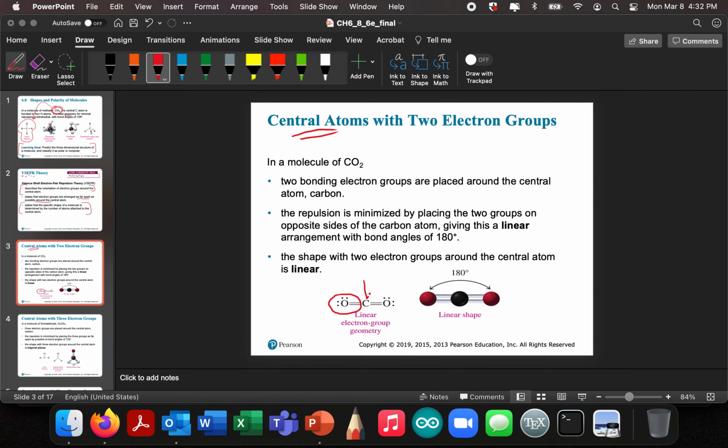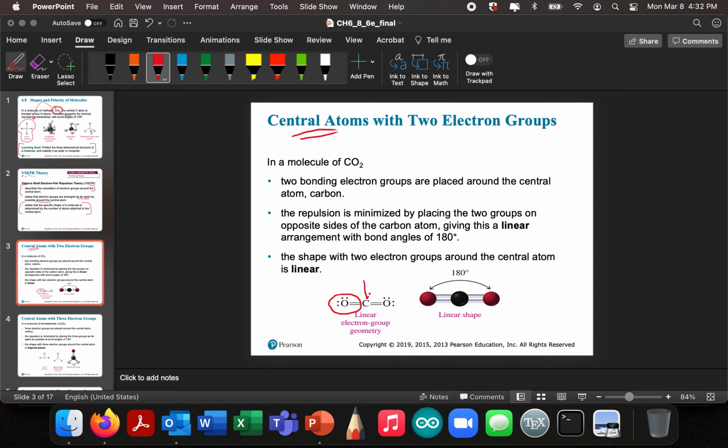These guys repel each other. These 2 oxygens, they don't like to be close to each other. And this repulsion is minimized by placing the 2 groups on opposite sides of the carbon atom. It gives it a shape that we call linear, okay? And it has bond angles of 180 degrees. This can be memorized. It is intuitive, but you could just simply memorize it, right? The shape of the 2 electron groups around the central atom is called linear.